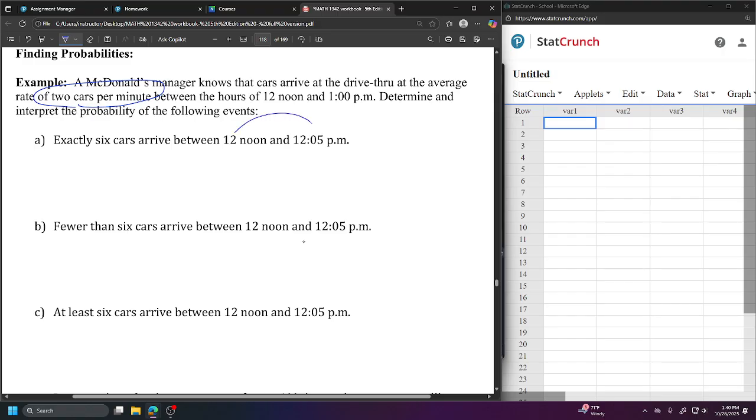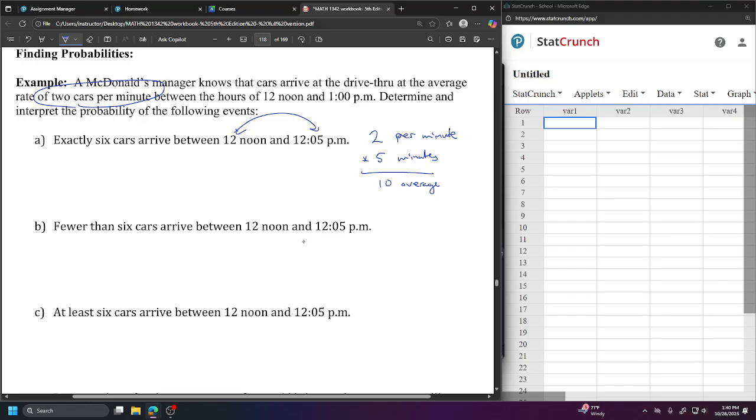Well, how many minutes do we have here? It's 5 minutes, and we're expecting 2 cars per minute. So how much am I going to get? 10, exactly. I'm thinking that I'm going to have 10. So I got 2 per minute, and then we have 5 minutes. When you multiply them, I'm having a 10 as my average, okay? So that's what I'm guessing here.